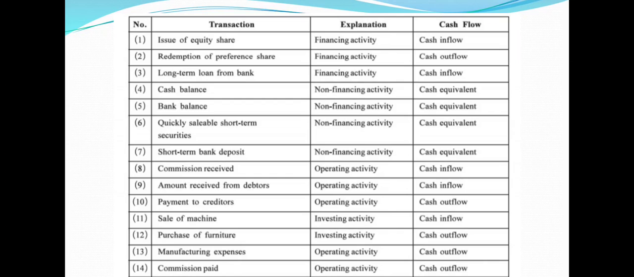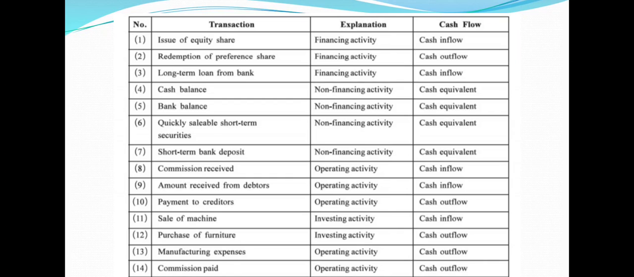Second, redemption of preference shares. So friends, preference shares also are a liability, means it is capital, and redemption of that is a financing activity. So again it is a financing activity of cash outflow. Now long term loan borrowed from bank. So long term loan borrowed from bank, again it is a liability. So liability increases, so it is a financing activity of cash inflow.